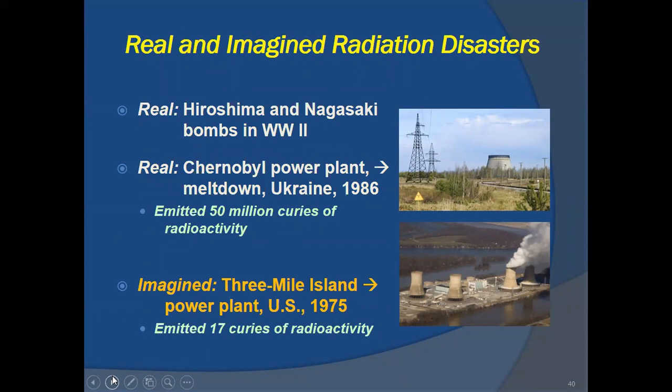Most of them related to nuclear power or medical errors, not so much related to war, other than Hiroshima and Nagasaki. The Three Mile Island incident that occurred in the United States in 1975, relatively speaking, did not emit enough radiation to really cause any amount of biological damage to the surrounding population. They did have an issue, but in terms of biological effects, none really were expected, and none have been shown from that problem.